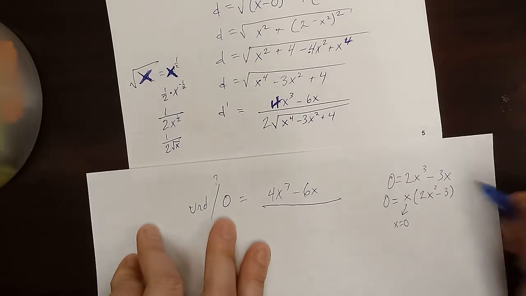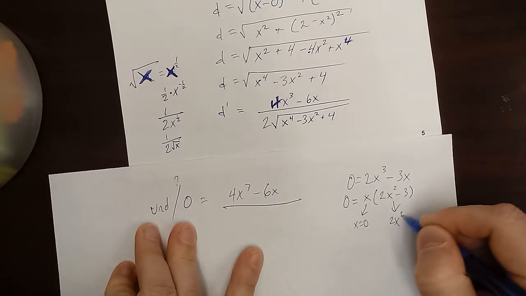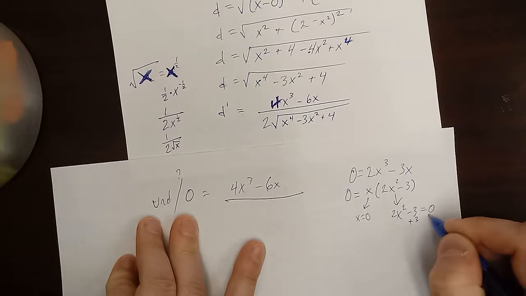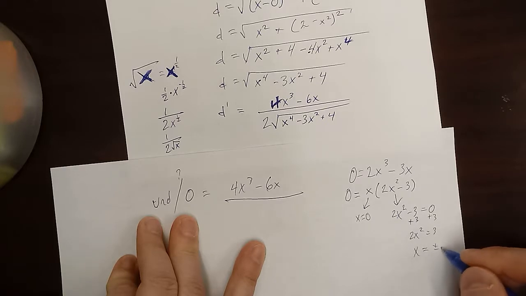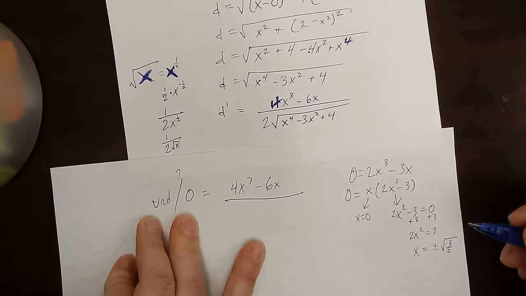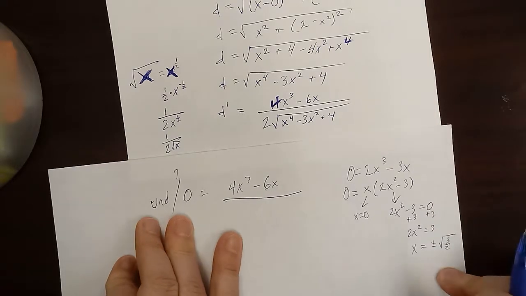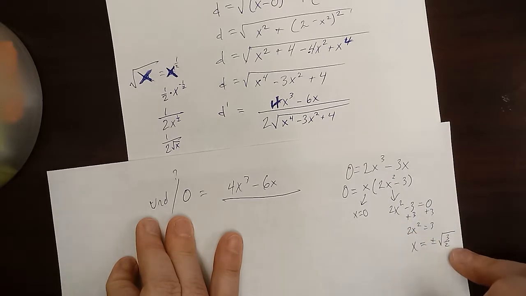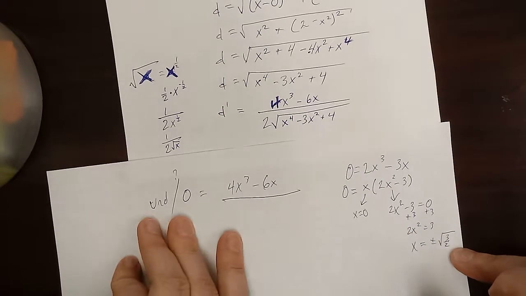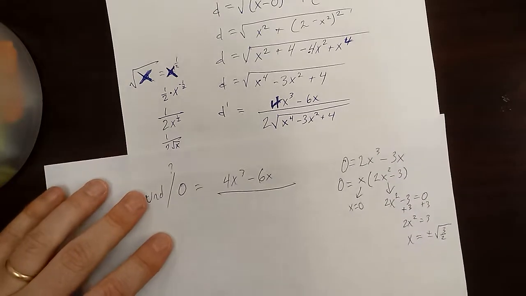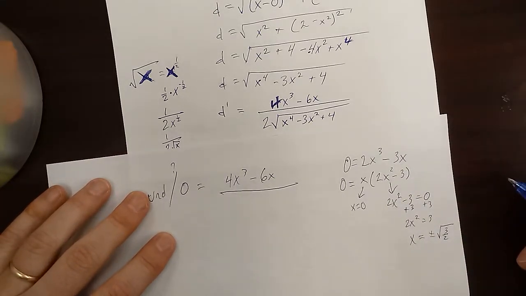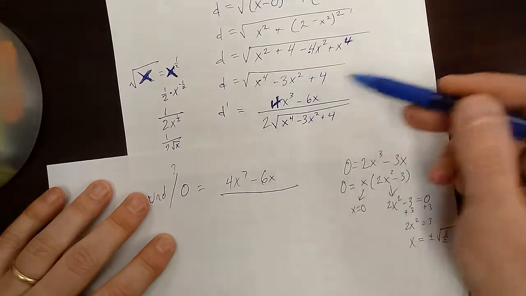On this one, 2x squared minus 3 is equal to 0. I can add the 3 to both sides, get 2x squared is equal to 3. So x is equal to plus or minus the square root of 3/2. So I'm going to need to check out of these three, which is the closest to 0, 2? Maybe the easiest way to do that is to go back in here and just check and see what happens.